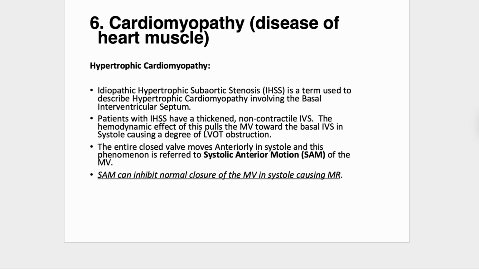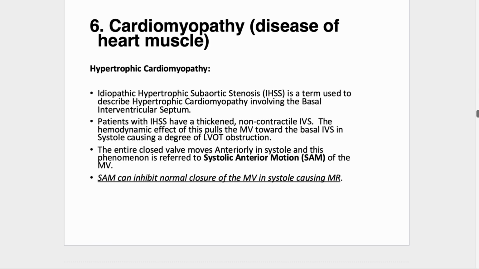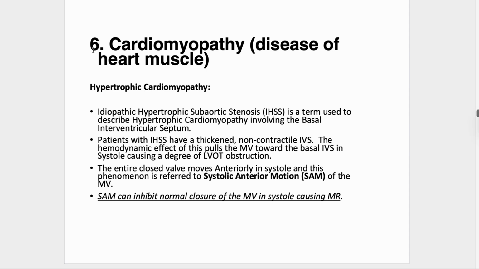And group 6 that can cause mitral regurgitation would be cardiomyopathy. If you put together the words, right, your prefixes here: cardio, heart; myo, muscle; pathy, disease. So heart muscle disease. This we'll get into in Echo 2 some more, but just an intro here. There are 3 main ones that we like to discuss. There are a few others, but those are the main ones.